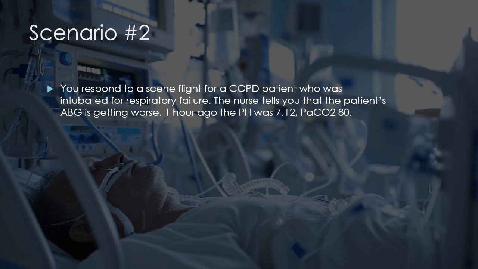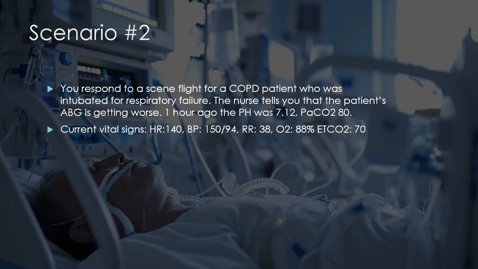So the nurse tells you that the patient's ABG is getting worse. The pH is 7.12, the CO2 is 80. For those that don't understand ABGs, that's fine. But the patient is in respiratory acidosis, secondary to why they were intubated, which was that history of COPD. So their current vital signs are heart rate of 140, a blood pressure of 150/94, a respiratory rate of 38, O2 saturation of 88%, and an end tidal of 70. So they're hypoxic, they're tachycardic, they're tachypneic, and they're hypercapnic. There are a lot of things going on with this patient.